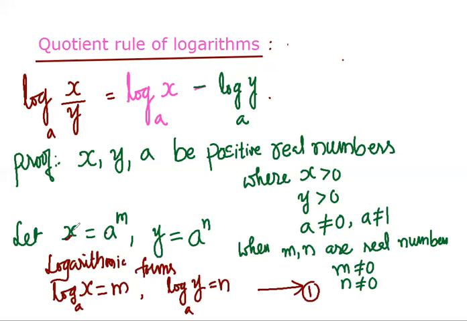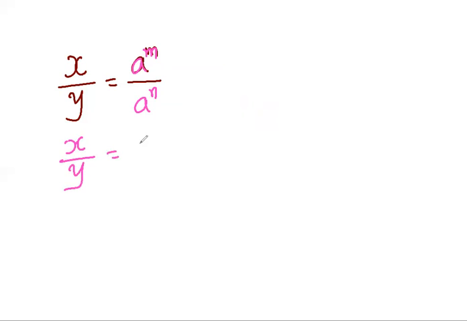Now divide these two numbers. We have taken x and y, two numbers. Divide x by y. What is x? Here x is equal to a to the power of m and y is equal to a to the power of n. Now x by y is equal to, according to the laws of indices, a to the power of m by a to the power of n, which is equal to a to the power of m minus n.